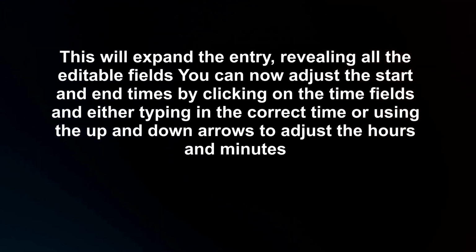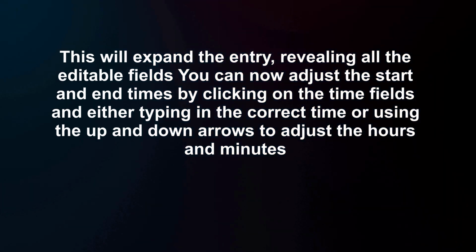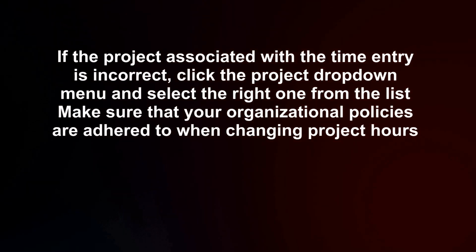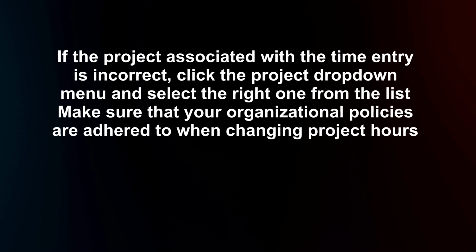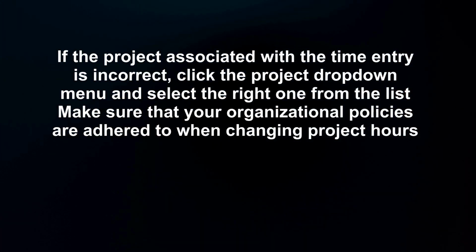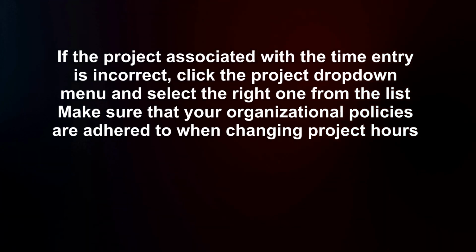You can now adjust the start and end times by clicking on the time fields and either typing in the correct time or using the up and down arrows to adjust the hours and minutes. If the project associated with the time entry is incorrect, click the project drop-down menu and select the right one from the list. Make sure that your organizational policies are adhered to when changing project hours.